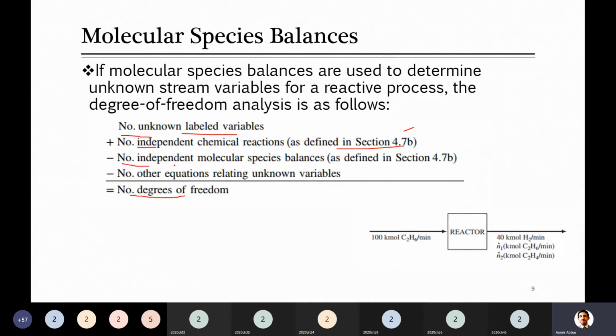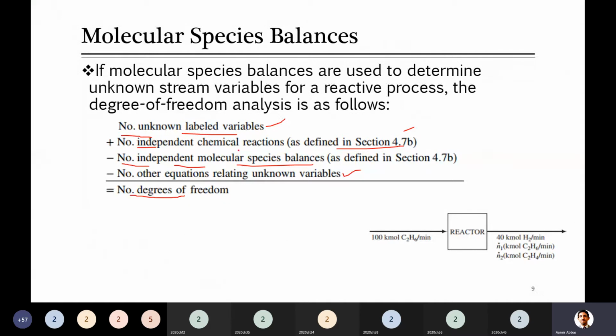You have to look at how many species there are and whether they are going to provide me independent balances or not. So that's the third term, the new term which will come here with respect to the reaction. And the fourth one, the number of other equations relating unknown variables. If you compare it with the non-reacting system, there the first term was the number of unknown variables and the last was the number of equations relating those variables. In between these two, the terms are related to the reaction system.